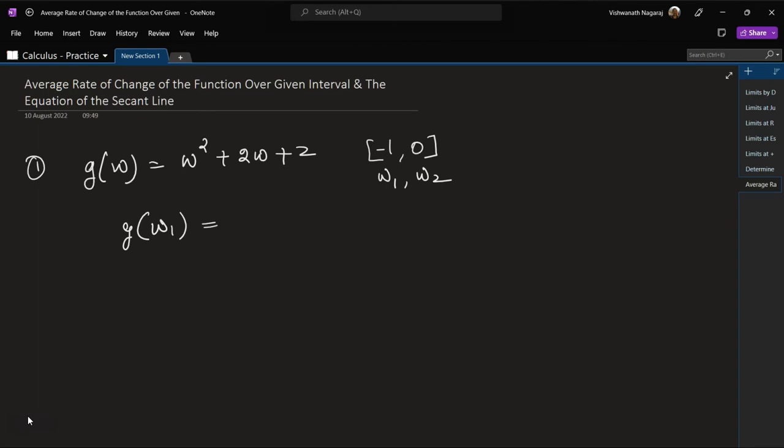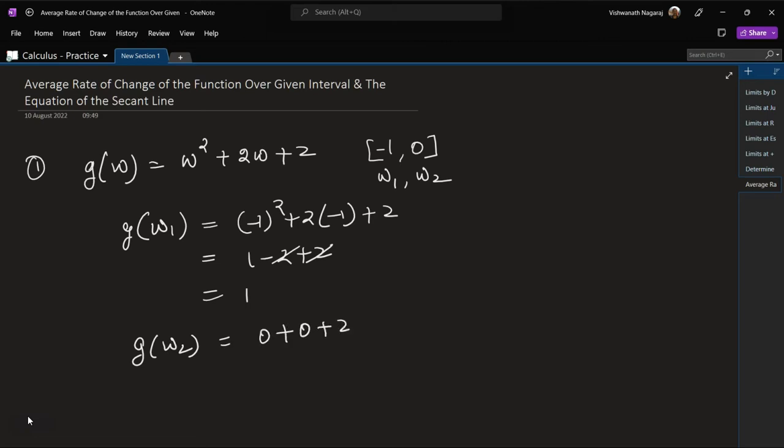So let's do that. Minus 1 square plus 2 times minus 1 plus 2, which is equal to 1 minus 2 plus 2. These two cancel and we are left with 1. Similarly, g of w2 is equal to 0 plus 0 plus 2, which is 2. So one of the points is minus 1 comma 1 and the second is 0 comma 2. These are the 2 points.